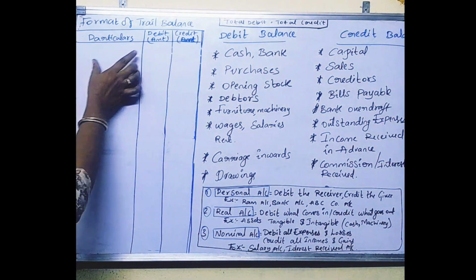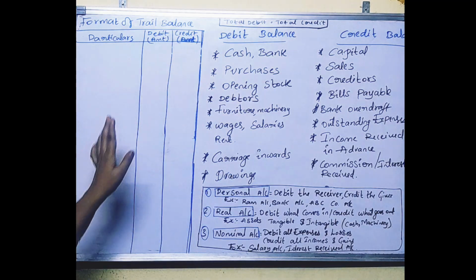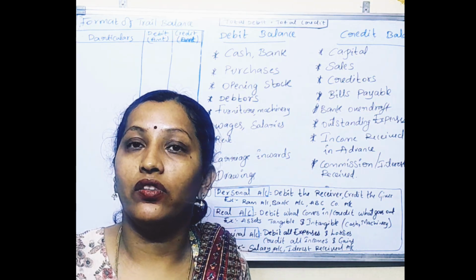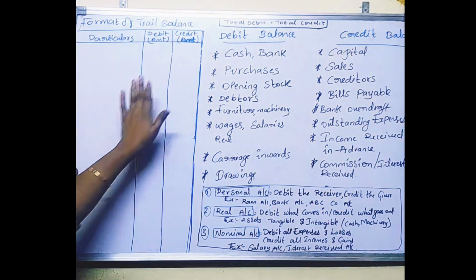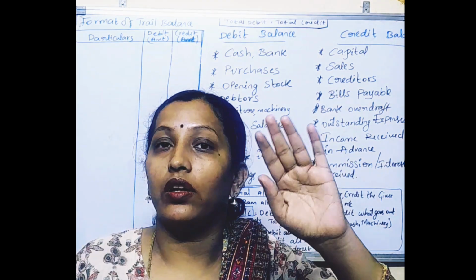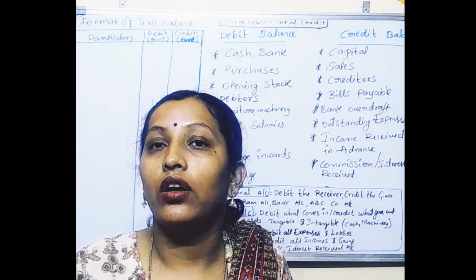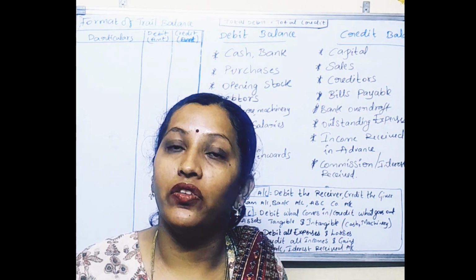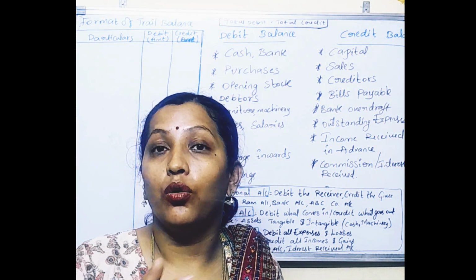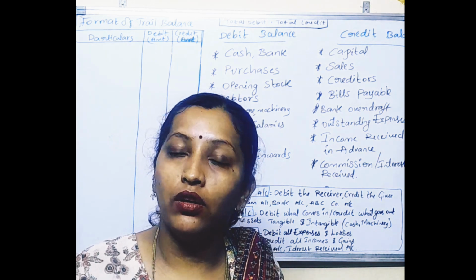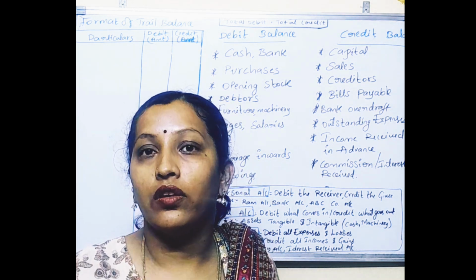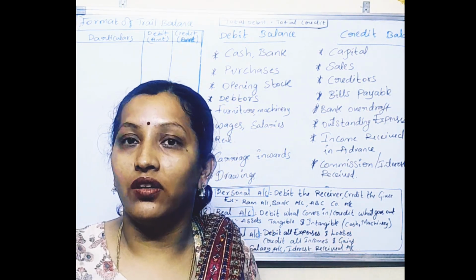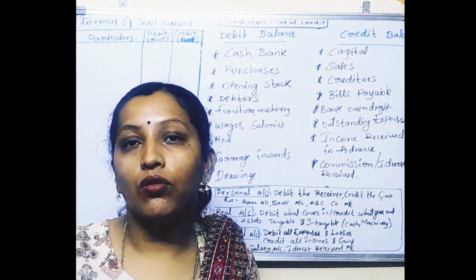It's like this: particulars, debit and credit. The format of a trial balance statement has the first column as particulars, the second as the debit amount, and the third as the credit amount. This is the format of a trial balance. Okay, dear students, listen carefully. What are the entries that we are going to enter in a trial balance? If you follow the steps properly, you can solve this type of question easily if you get it in the paper.